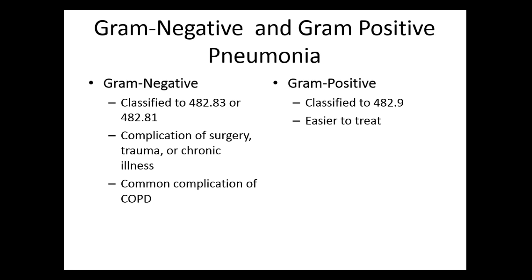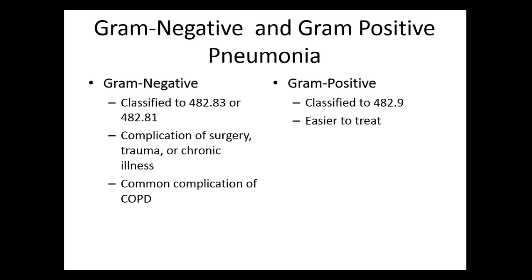Gram-negative pneumonia usually appears as a complication of surgery, trauma, or other chronic illness, such as advanced carcinoma, cardiac failure, or alcoholism. It is a common complication of COPD, chronic obstructive pulmonary disease, and is frequently followed by treatment with immunosuppressive drugs or use of inhalation therapy apparatus.